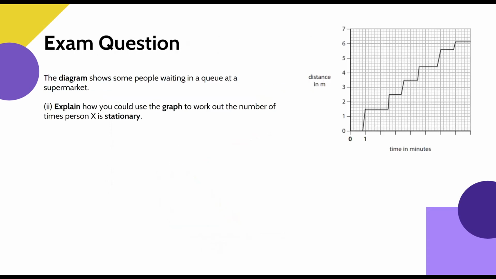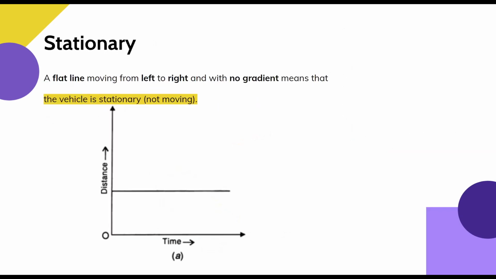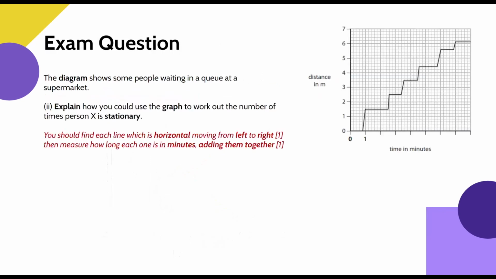Let's have a quick look at an exam question. The question says, explain how you could use the graph to work out the number of times person X is stationary, using the graph which is to the right. If we recall the graph that showed us that the vehicle was stationary, or a person was stationary, you will remember that the line was horizontal, moving from left to right with 0 gradient. If we have a look at this graph, we can see that this happens a multiple number of times.